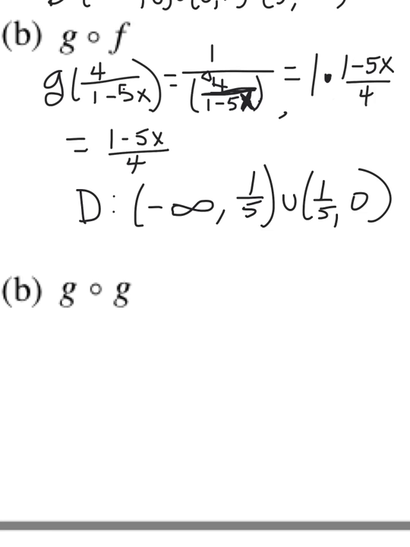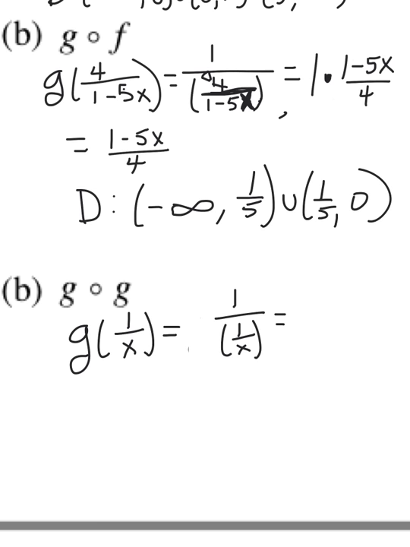Now what would happen if I wanted to put g inside of itself? This is what it would look like. Okay, so I'm putting 1 over x inside g of x, which is 1 over x. So it's just 1 over, and then here where the original x was, I'm putting another 1 over x. So I'm going to simplify this now. Okay, so I multiply 1 times the reciprocal of the denominator, which is x over 1. So 1 times x over 1 is just x. So my g of g is just going to be x.